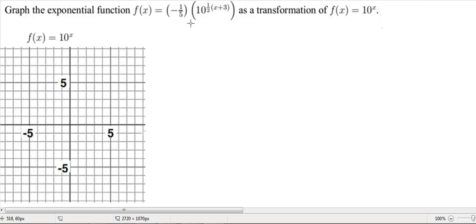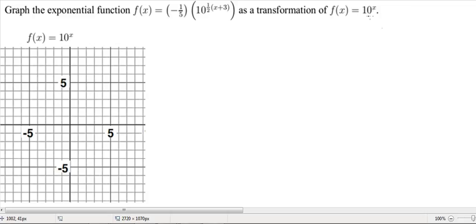So we're asked to graph the exponential function f of x equals negative 1/5 times the quantity of 10 raised to the 1/2 times the quantity of x plus 3 as a transformation of f of x equals 10 to the x. Okay, so they want us to start here with f of x equals 10 to the x. So we'll go ahead and do that. We're just going to think this through.